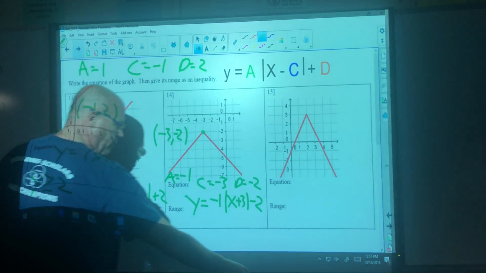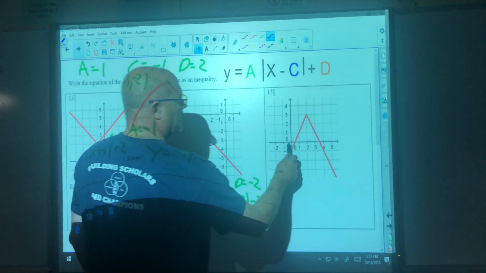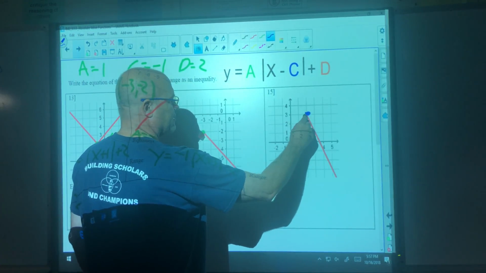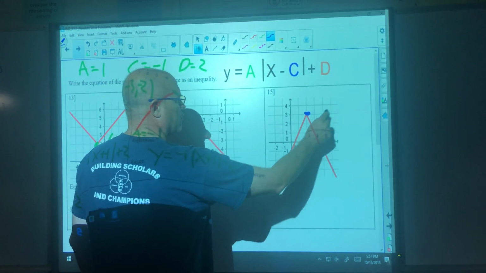All right, one more for fun. This one, let's see here. The vertex is now at 2, 3.